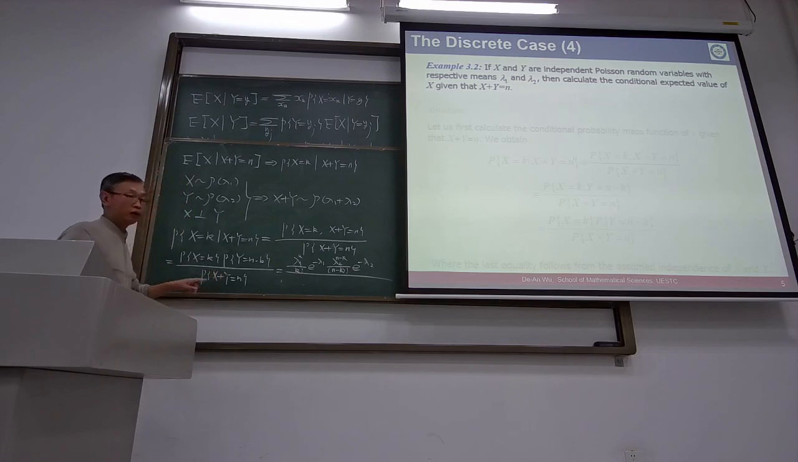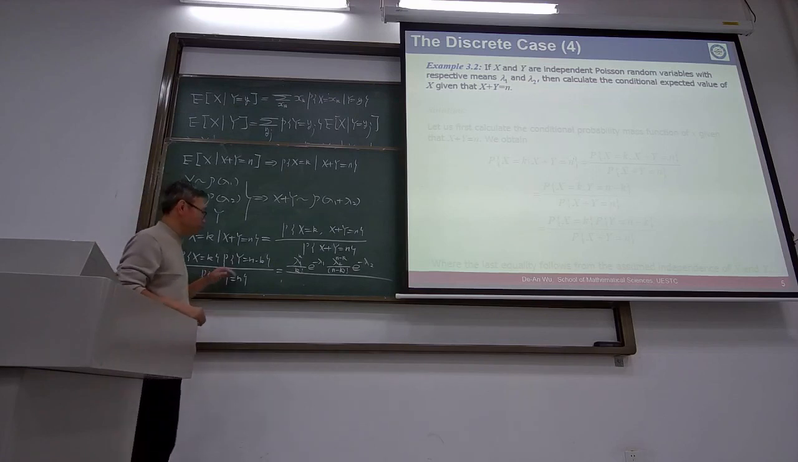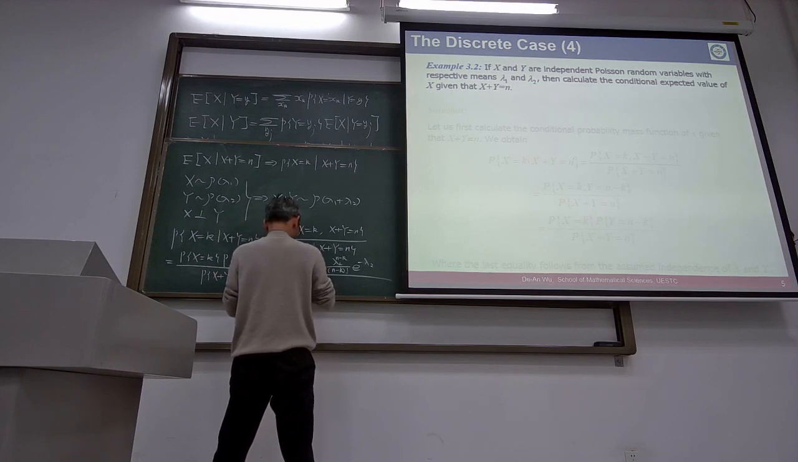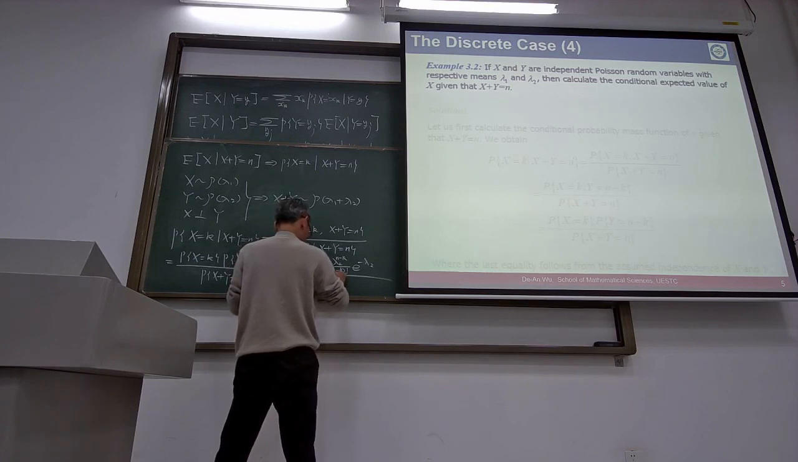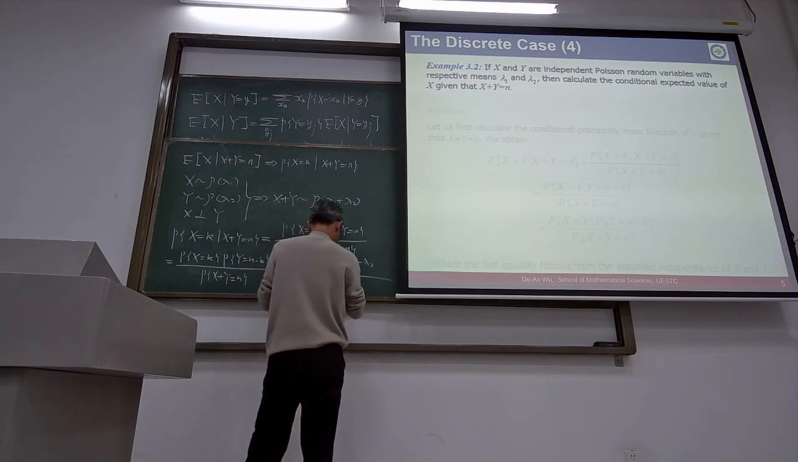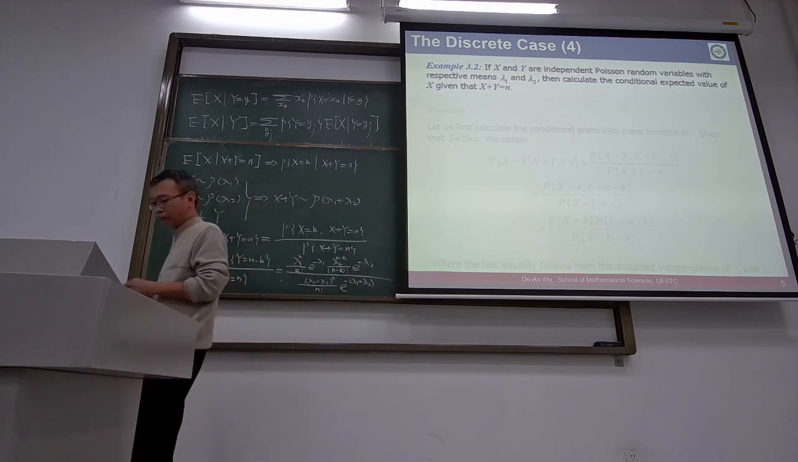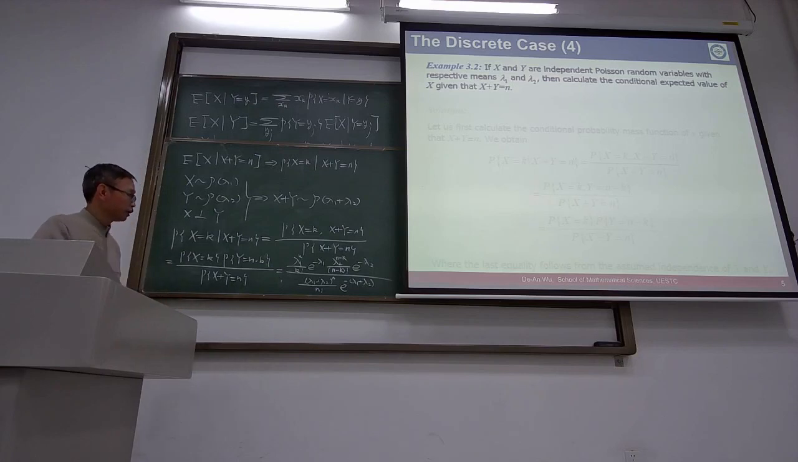And also Poisson lambda 1 plus lambda 2 to the power n over n factorial, times e to the minus lambda 1 plus lambda 2. Okay. So here is the answer.